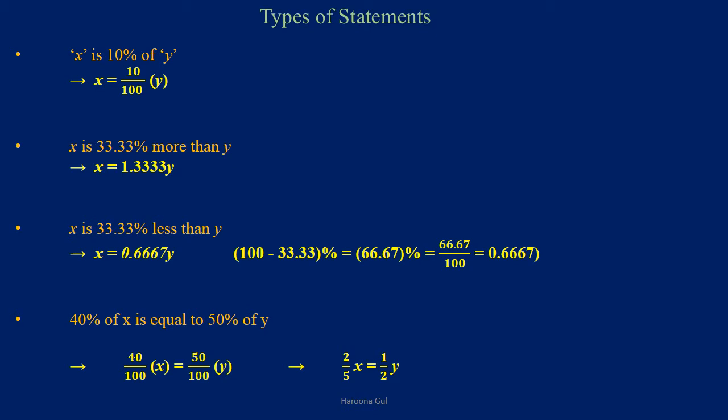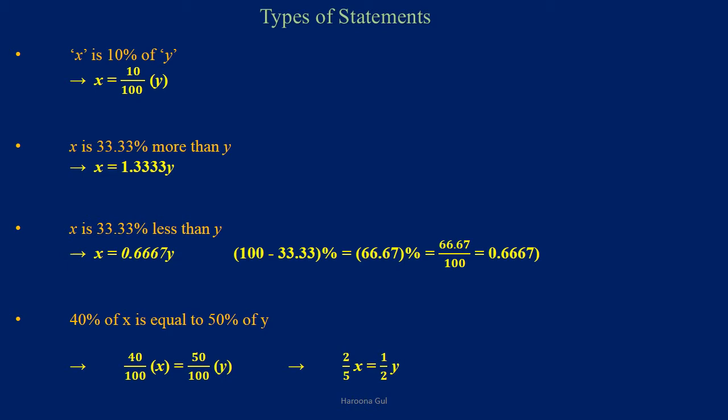Our third statement says that x is 33.33% less than y. So what we're going to do is simply subtract 33.33% from 100 and we're going to get 66.67 as an answer. And if x is 33.3% less than y, this means x is equal to 0.6667 of y.